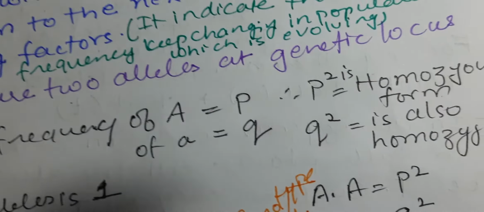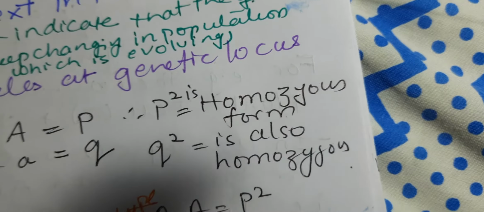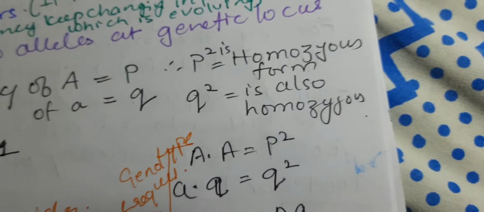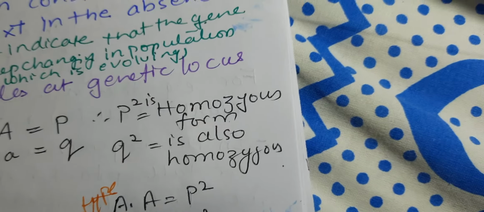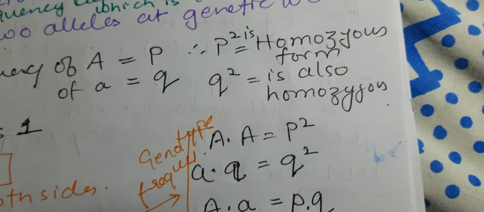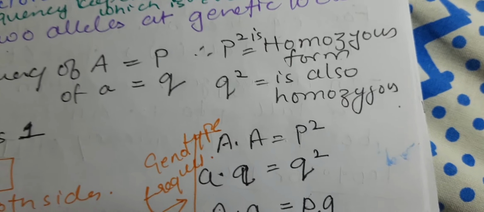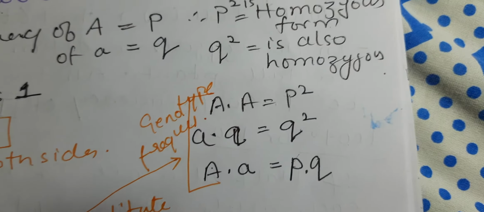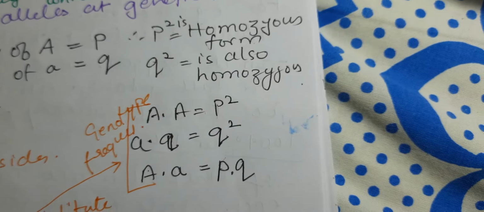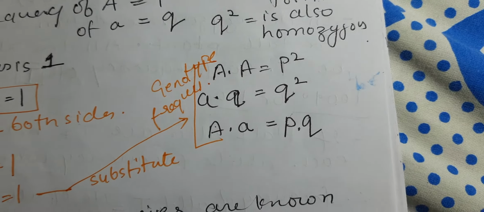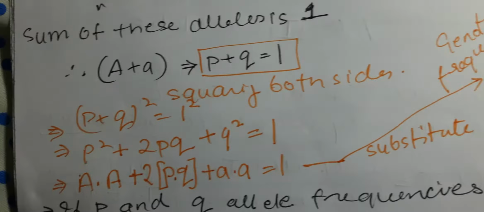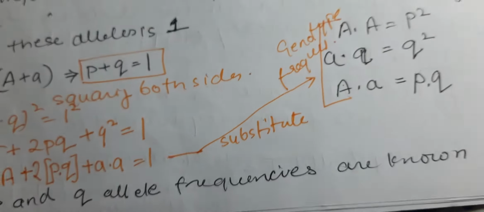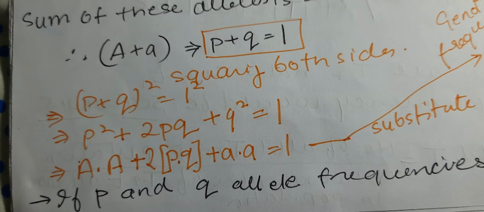Now if you do A square, it becomes p square. If you do small a square, it becomes q square. So why are we doing it? That means A dot A. A dot A means what? It is the homozygous condition. So we can write A dot A as p square. A dot small a is 2pq, and small a dot small a is q square. Their sum is only 1 when we say the allele frequency is constant. So just by substituting them, we get this equation.